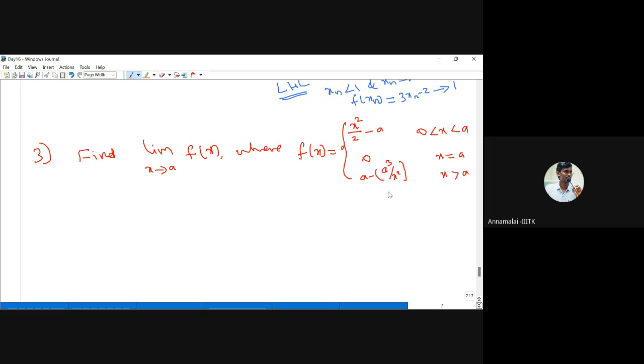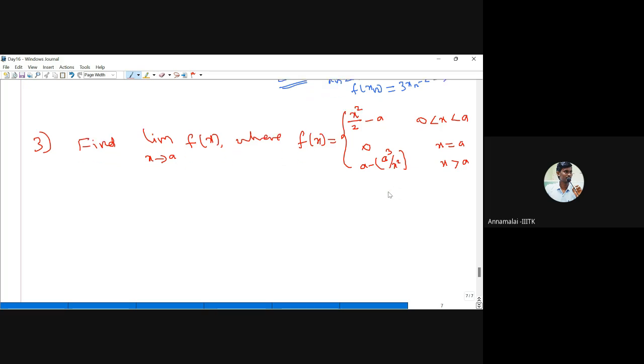Now, what is the right hand limit? The left hand limit? So the function is defined on which interval? Since it starts from 0 and goes to infinity, it is defined on 0 to infinity. Therefore, all the x's are positive.